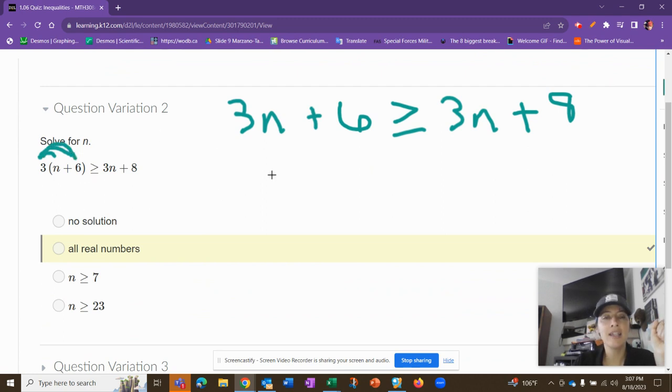3 times 6 is 18. I have to distribute it across both terms. So now we're good to go. Okay, come on, I make mistakes. We'll all make mistakes. Again, let's try to get the variable onto the left-hand side.